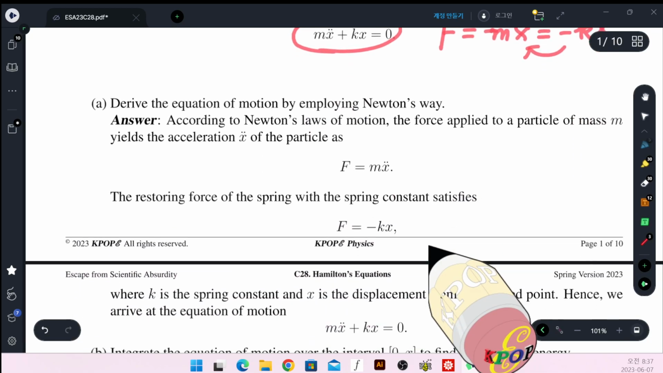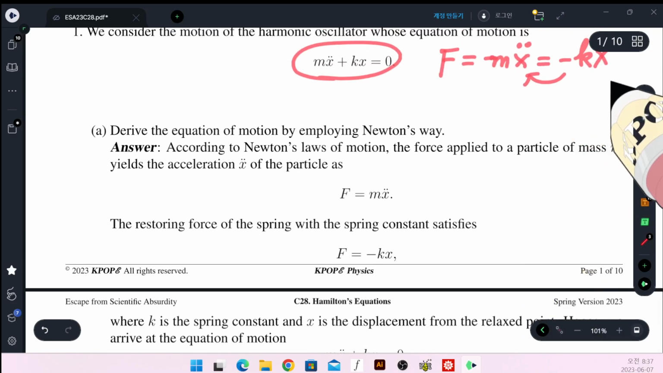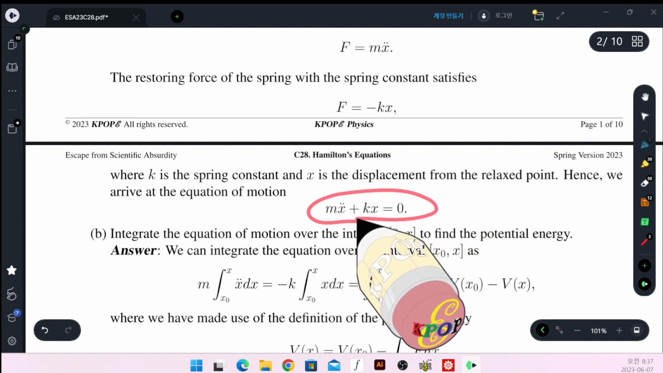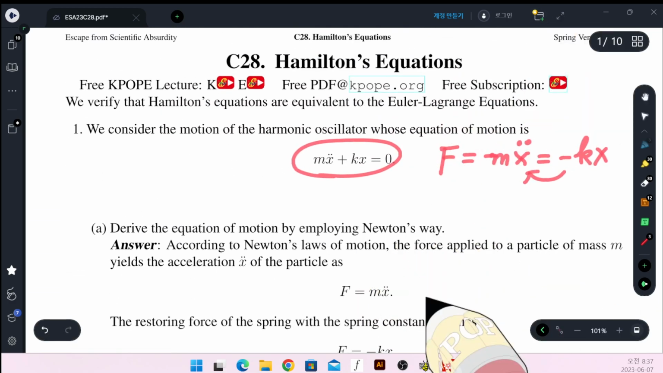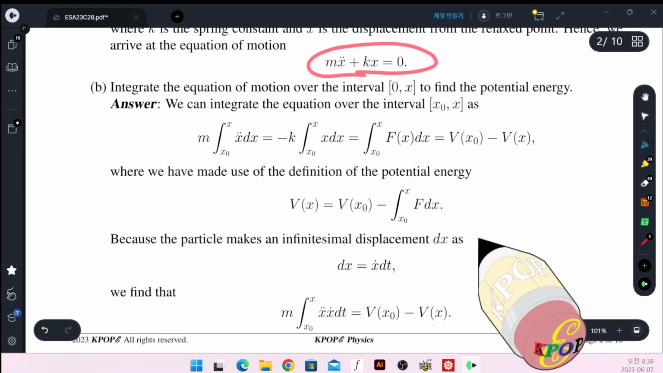A. Derive the equation of motion by employing Newton's way. Newton's second law states that this, and we have obtained the equation of motion, same as given here. B. Integrate the equation of motion over the interval to find the potential energy. Let's see.